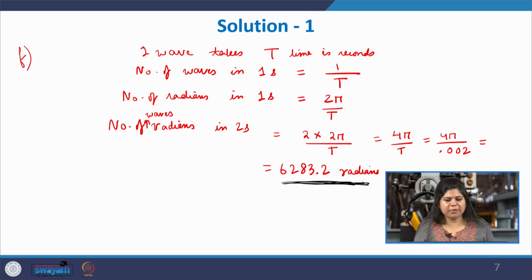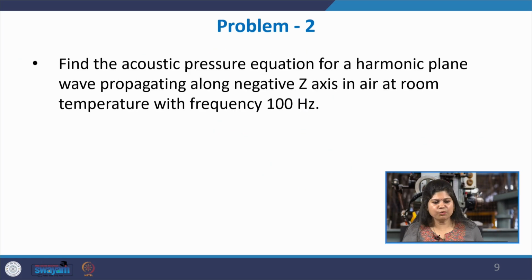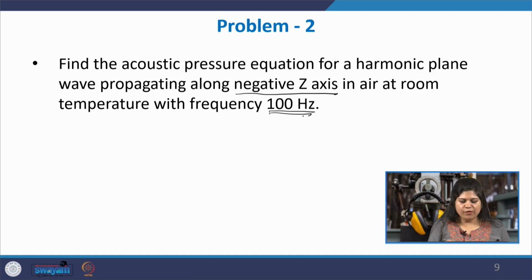So, we solve this particular problem. Now, let us move to the next problem. Find the acoustic pressure equation for a harmonic plane wave propagating along the negative z axis in air at room temperature and the frequency is 100 hertz. Now, we already know that the generic solution for a harmonic plane wave is given by this.